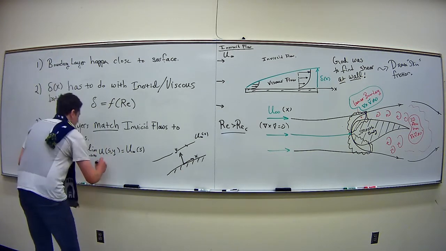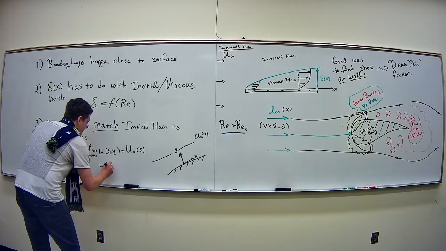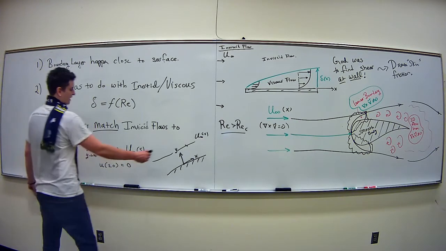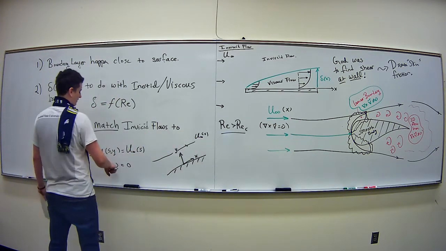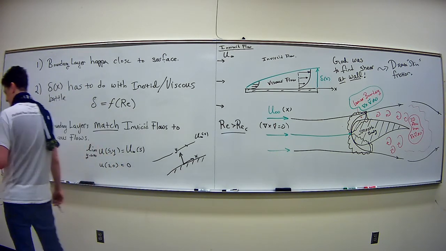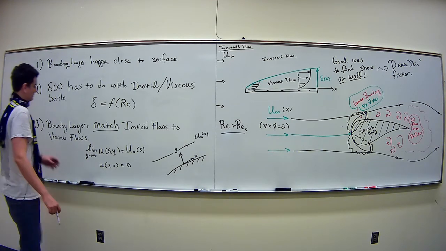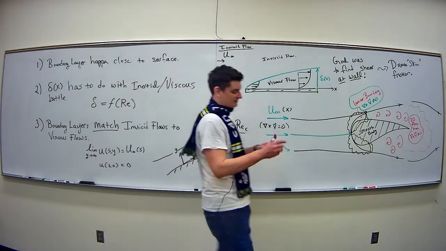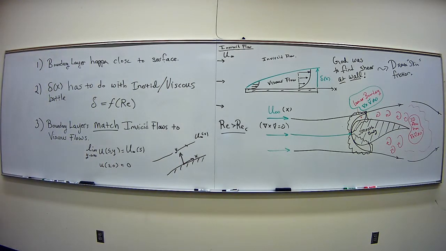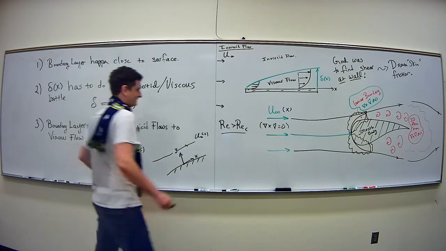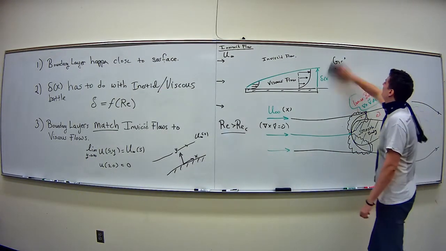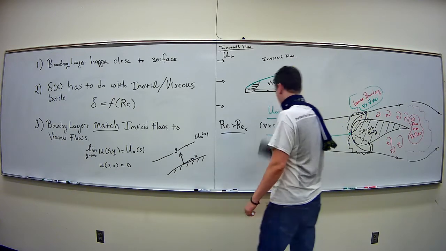But I still need to be able to obey no slip. So if I go down to y on the coordinate, I have to have no slip there as well. So it's this matching concept that you're trying to get at when it comes to a boundary layer. It's this combination of all the viscous and inviscid effects of the flow. It's a dirty thing there.